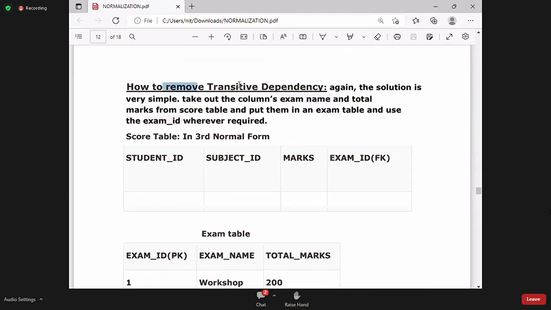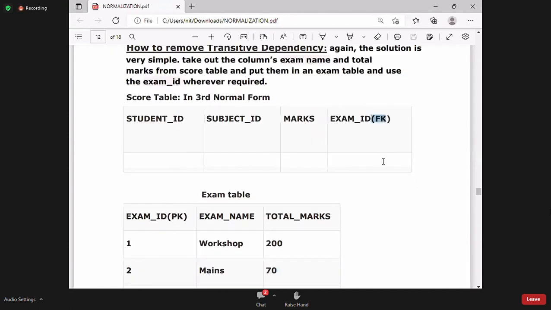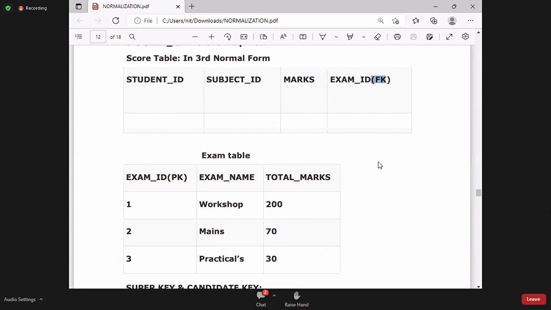How do I remove these transitive dependency columns? Again, I have to decompose or split your table into multiple tables. First one is what now? Score table. In the score table, student ID, subject ID, marks, I kept as they are. Additionally, one column is added, called the examination ID column. And this examination ID column is which type? Foreign key type. And the columns that were transitively dependent on each other are separated and kept in another table I created.